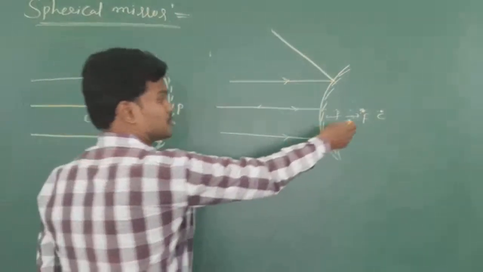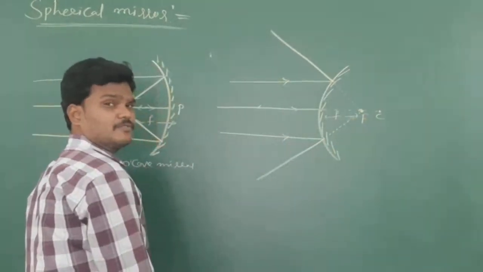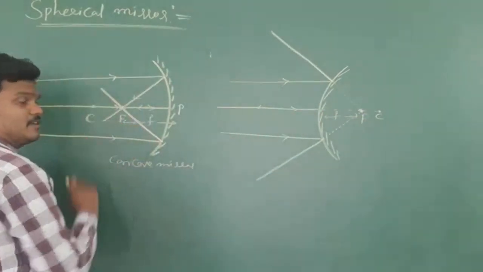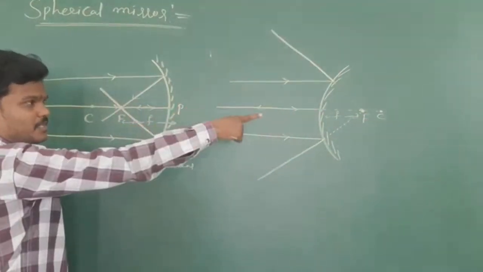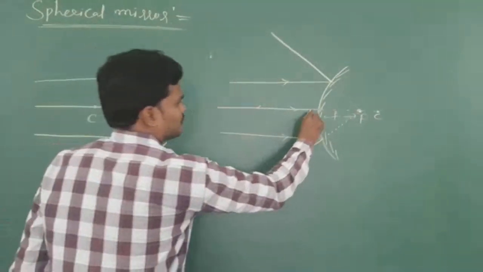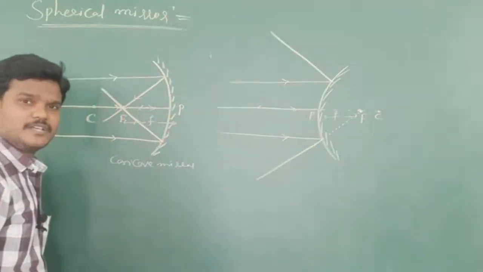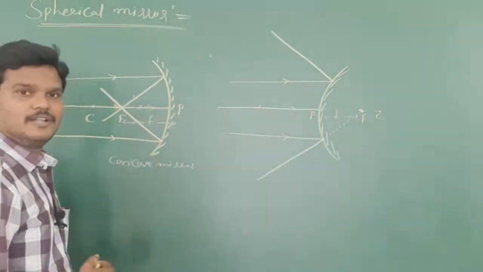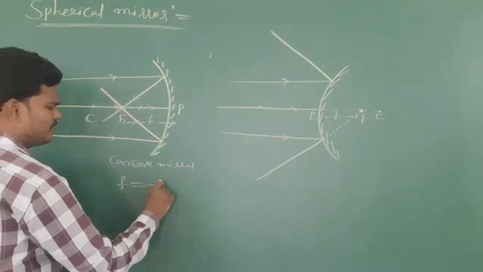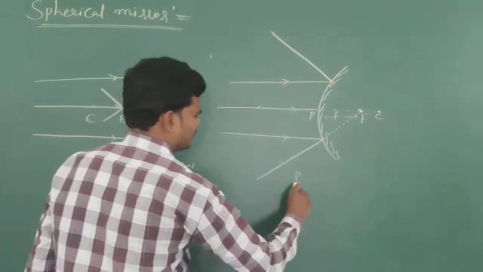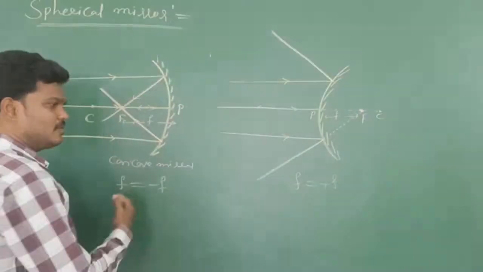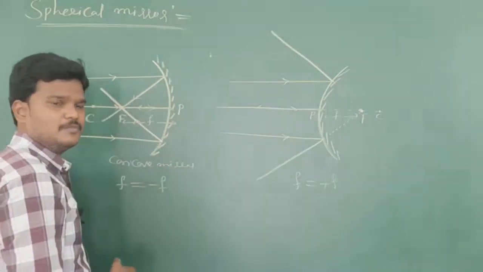So this is the virtual principal focus in case of convex mirror. This is a virtual point, this is a real point. Virtual, real, and the distance between the principal focus and the pole is called the focal length. For sign conventions, we will take the focal length as negative here, and here we will take the focal length as positive.